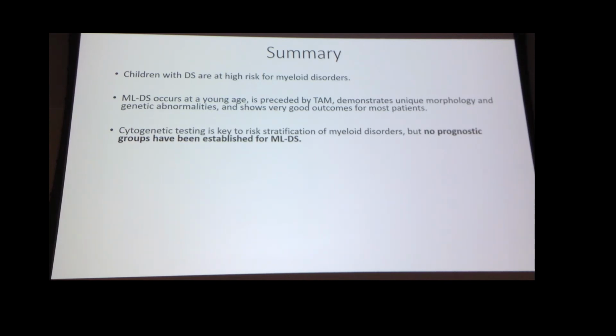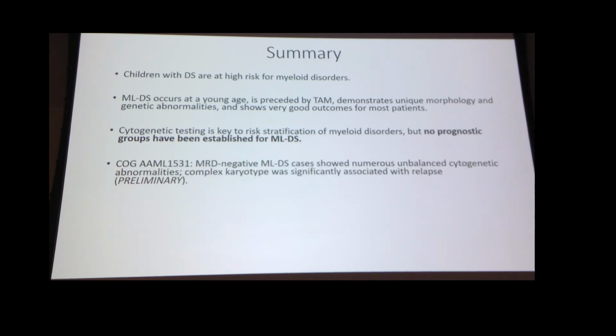Cytogenetic testing is key to risk stratification of myeloid disorders overall, but no prognostic groups have been established for myeloid leukemia and Down syndrome that would enable us to identify that small subset of patients who do quite poorly. So the COG 1531 trial has showed that minimal residual disease negative cases of myeloid leukemia and Down syndrome have a broad variety of unbalanced cytogenetic abnormalities. And in my own statistical number crunching, complex karyotype was significantly associated with relapse. And then finally, proposed research here at our very own University of Minnesota using DNA microarray may further elucidate the cytogenomic landscape of myeloid leukemia and Down syndrome.